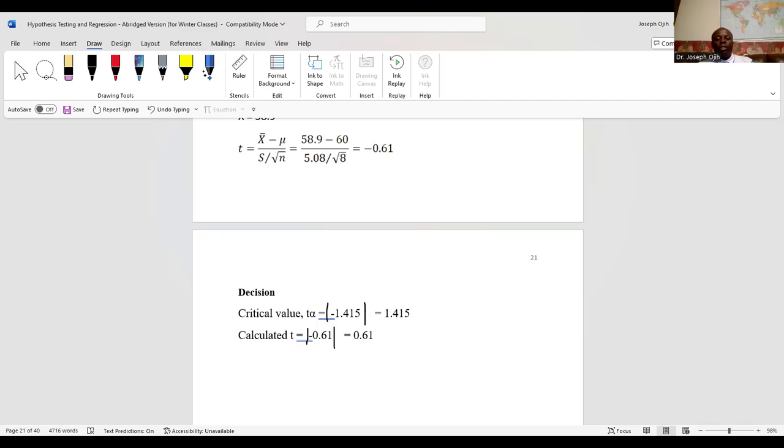Now you can see that the answer is less than the critical value. So we do not reject the null hypothesis H0, since the calculated value of 0.61 is less than the critical value. Of course, you know that the calculated value is negative 0.61, so you're using absolute value.